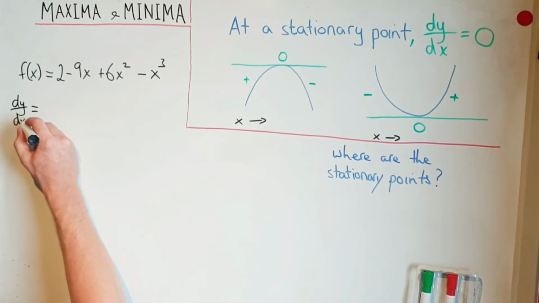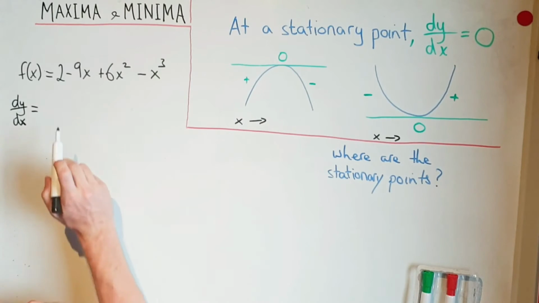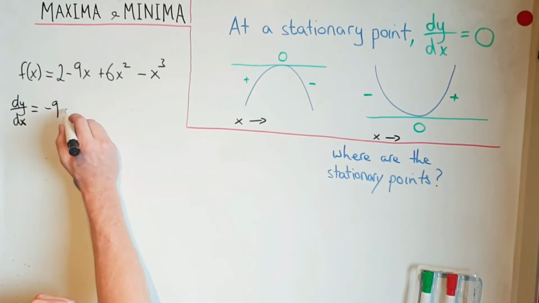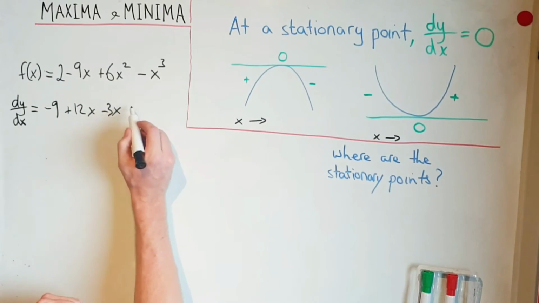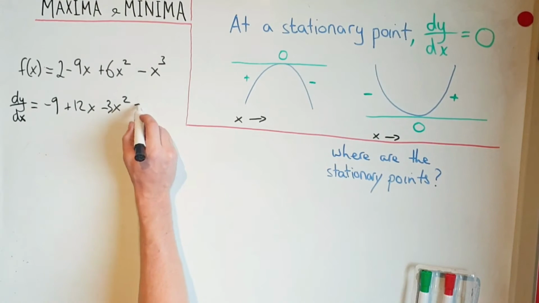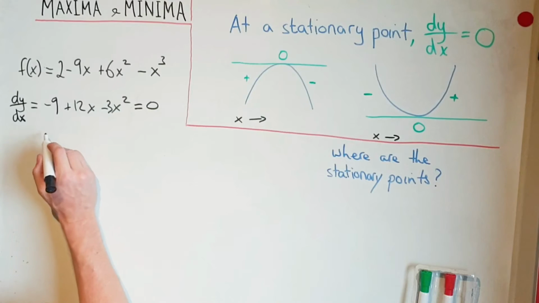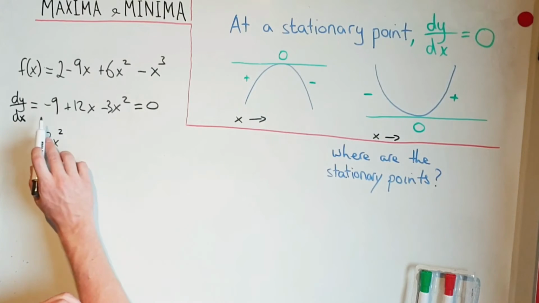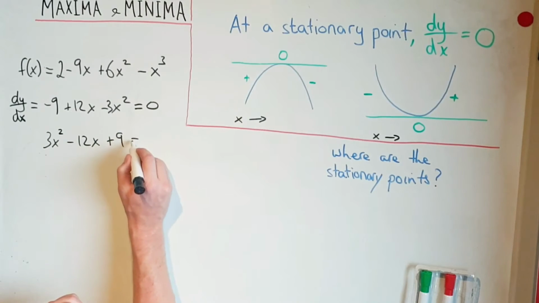If you're not too comfortable with the differentiation, I have a few videos previous to this that you can have a look at. Alright, so the derivative of this minus 9x will just go to minus 9. The plus 6x squared will go to plus 12x, and the minus x cubed will go to minus 3x squared. And not to forget the equal to 0. Right, so I'm just going to multiply across by minus 1 and reorder this function. So I've got the x squared as the first expression here, and multiplying across by minus 1, this is going to change to minus 12x, and this is going to change to positive 9.